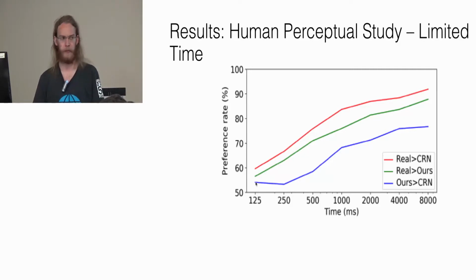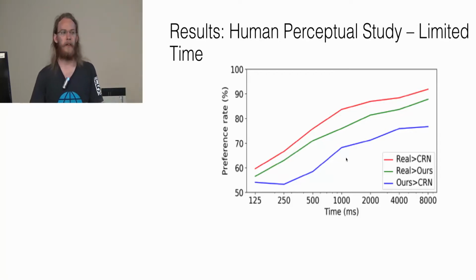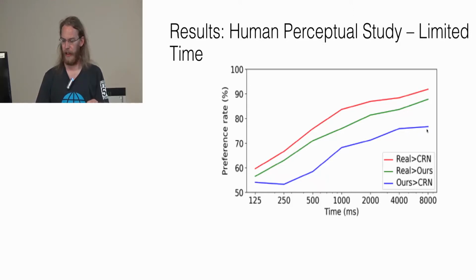This time, the users were given a limited amount of time, ranging from 1/8 of a second to 8 seconds. The goal of this study is to see whose imperfections jumped out faster. Given a limited amount of time, who had the more glaring imperfections? And at the 1/8 of a second, this line here corresponds to us being preferred over the other synthesized result.